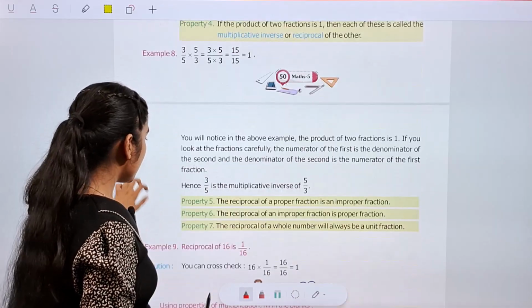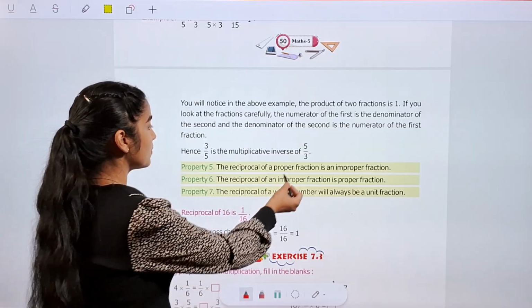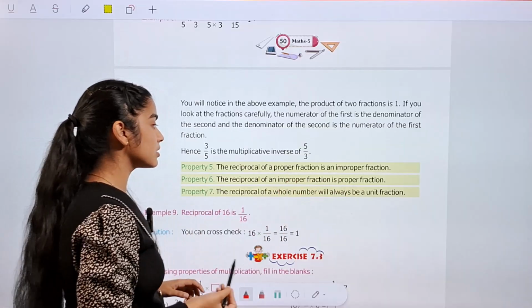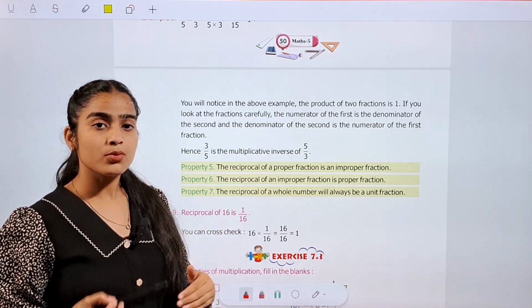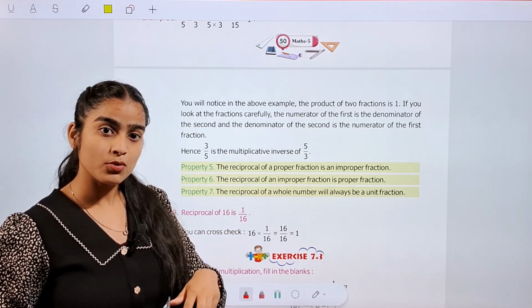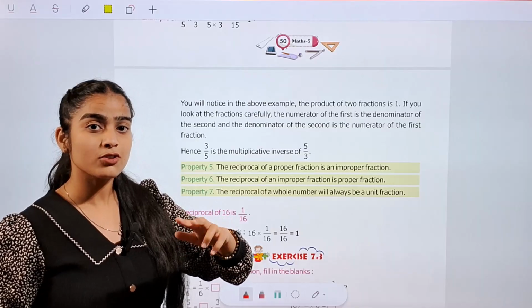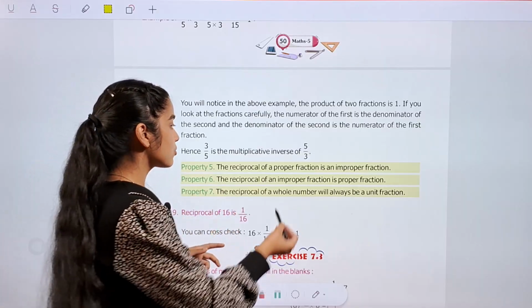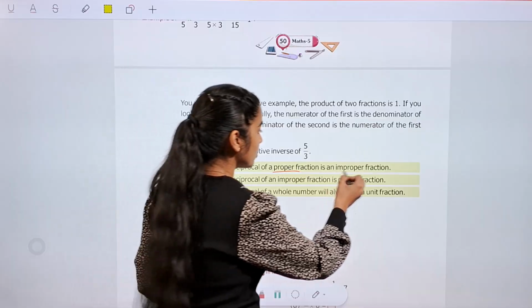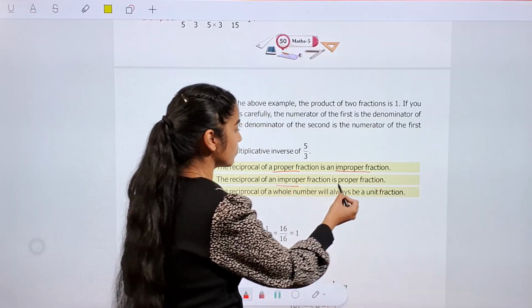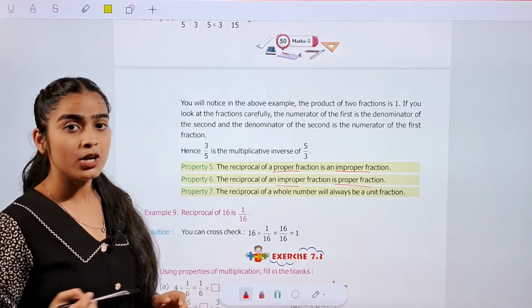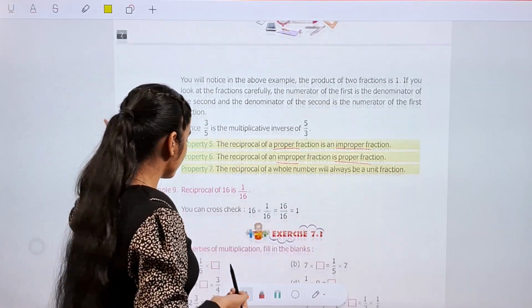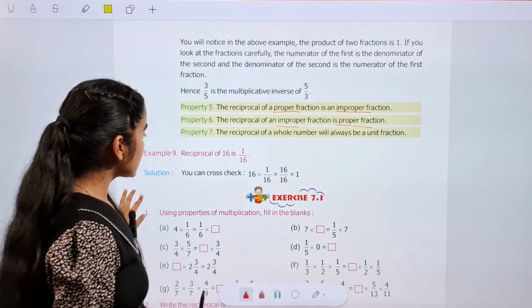Okay. Next, the property 5, the reciprocal of a proper fraction is an improper fraction, and the reciprocal of an improper fraction is a proper fraction. So reciprocal means that you have to change the place of the numerator and denominator. The reciprocal of a whole number will always be a unit fraction. Now reciprocal of 16 is 1 by 16.